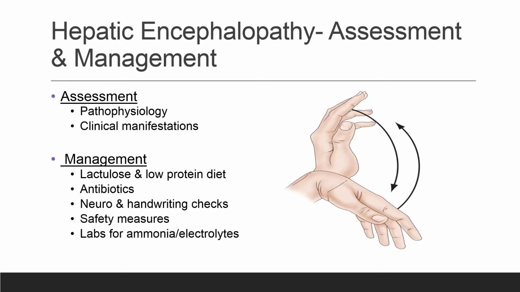Hepatic encephalopathy assessment and management. Hepatic encephalopathy is a life-threatening complication of profound liver failure. The onset is subtle and detected by neural changes. This can occur in acute and chronic liver failure. In this condition, ammonia entering the brain causes CNS depression that inhibits neurotransmission and synaptic regulation.